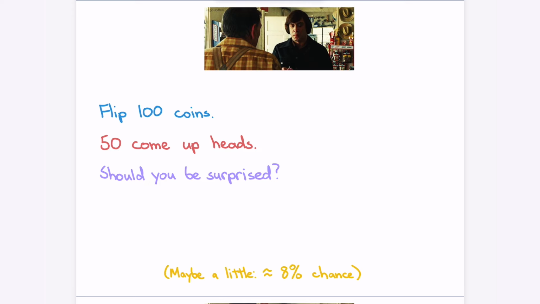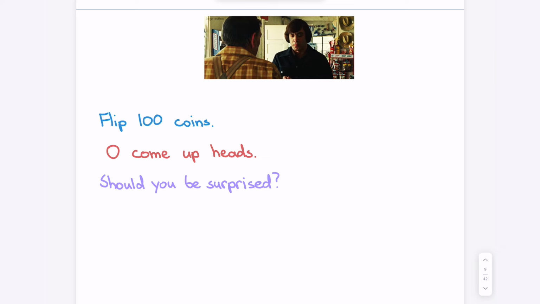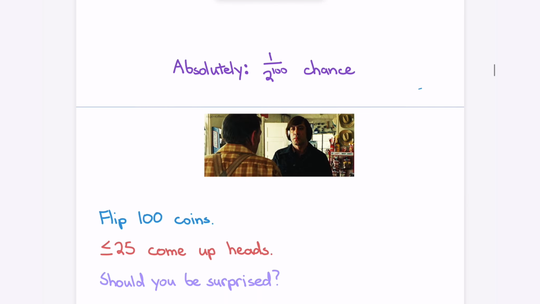You could be kind of surprised because there's only an 8% chance of this happening, exactly 50. But here's something more dramatic. If I flip the 100 coins and 0 come up heads, should you be surprised? Yeah, you should be outraged, because that should of course never happen. The odds of that happening are 1/2 to the 100. Okay, so that much all makes sense.